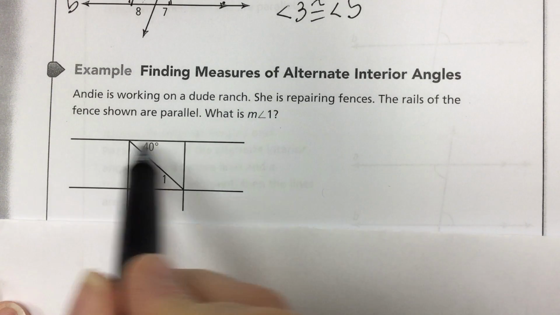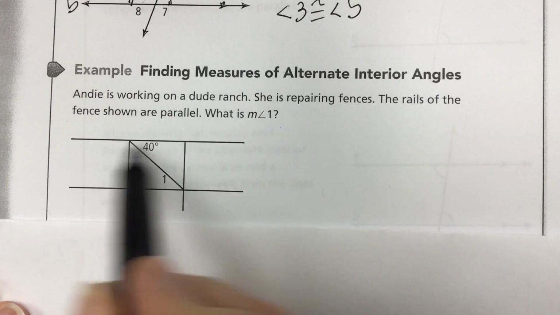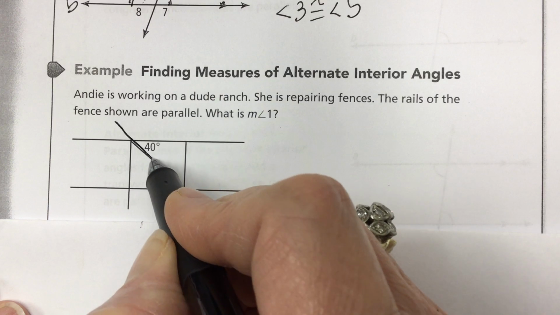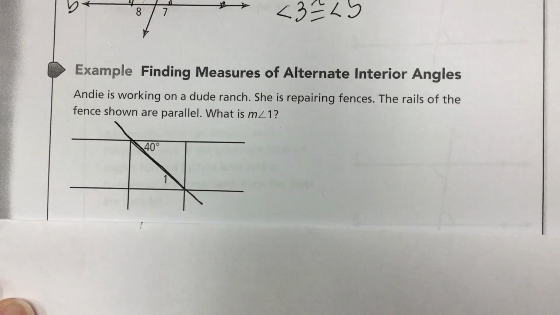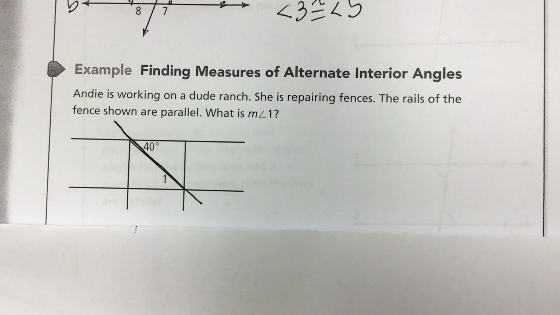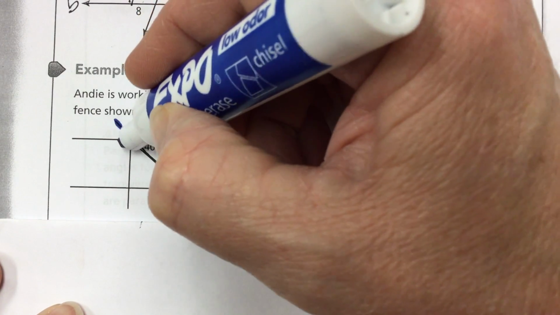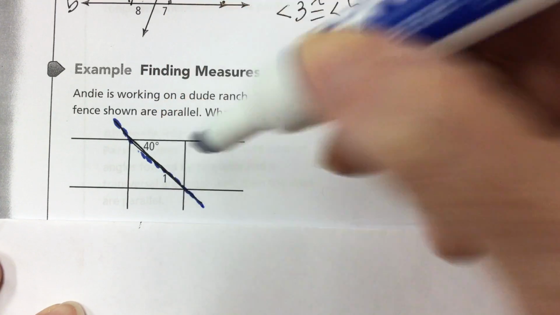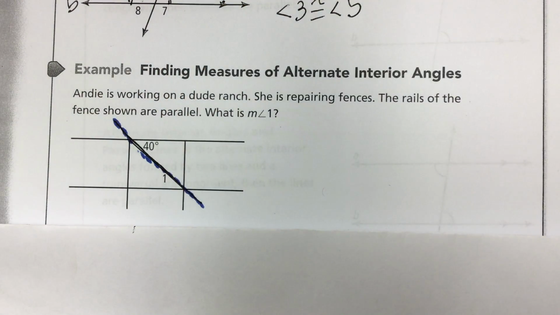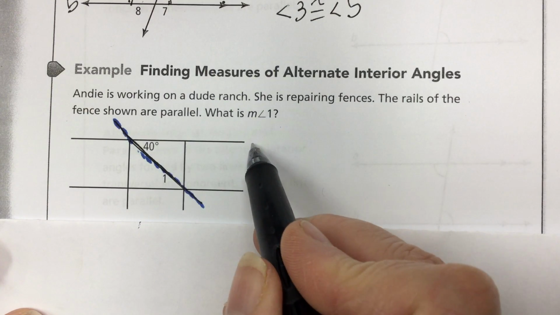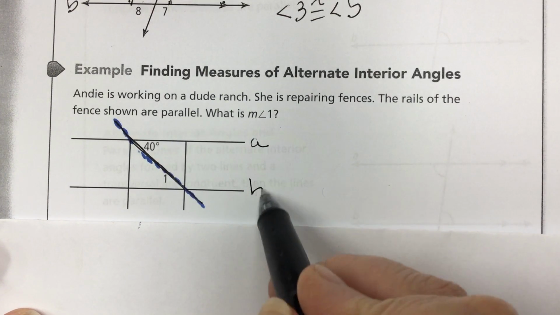So here we have the rails of the fence. These are parallel. Now here's my transversal. I'm going to draw it all the way down. There is my transversal. I can even mark that with a different color. My transversal, here it is, coming right down through here. It is intersecting the two parallel lines. This line here, A, is parallel to B.